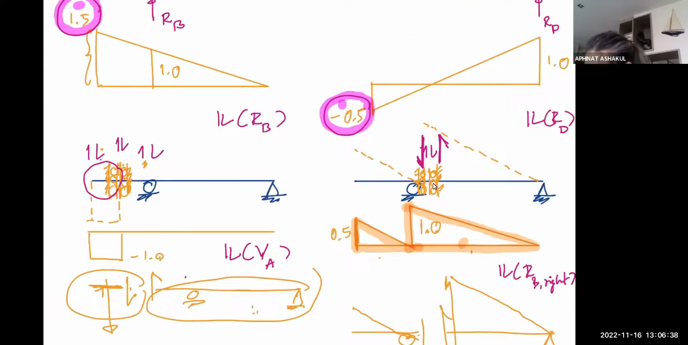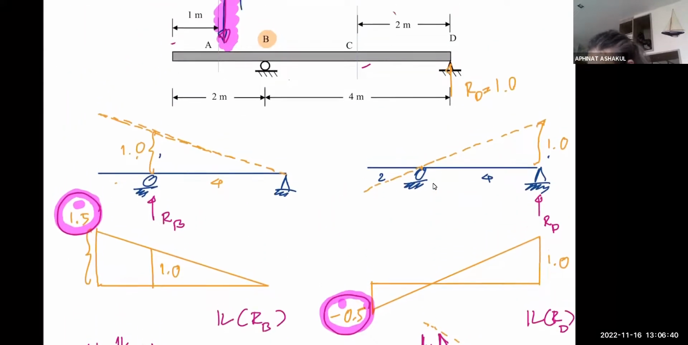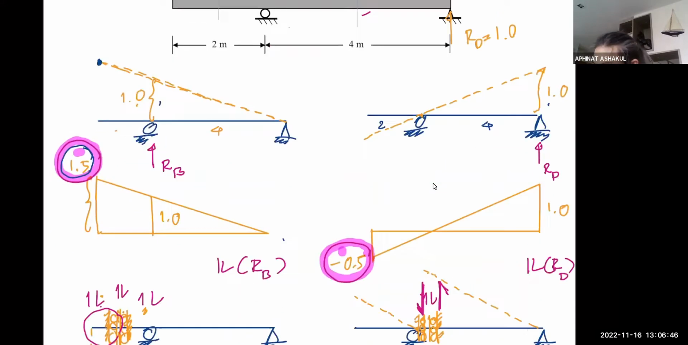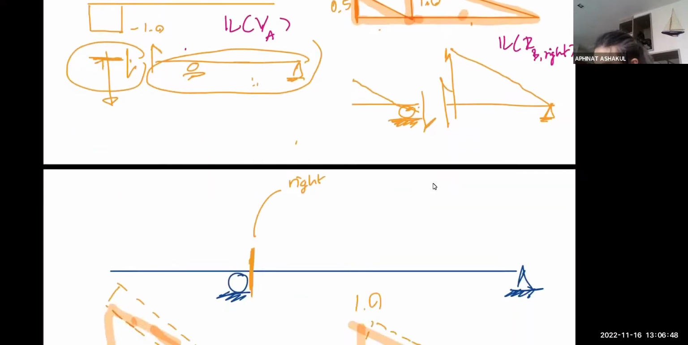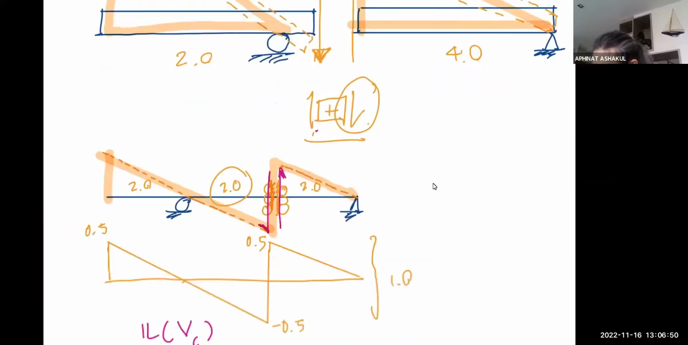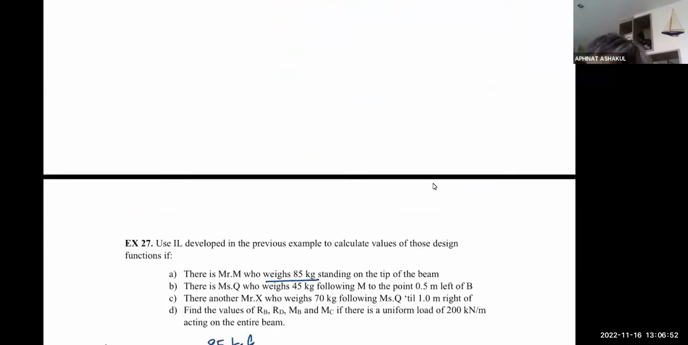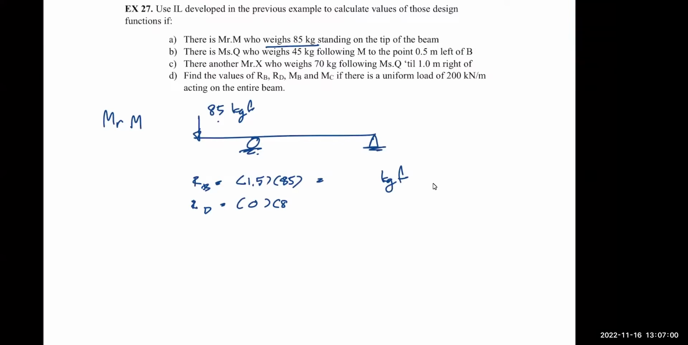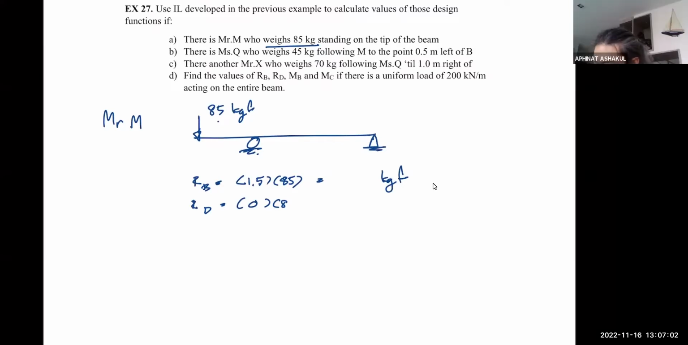Mr. M is here, right? And the magnitude here is 1.5. So this is our influence line. So it's 1.5, the value of the RB, not 1. 1.5 multiplied by 85. I don't have a calculator. 127.5. Okay, thank you. So let's say 128.